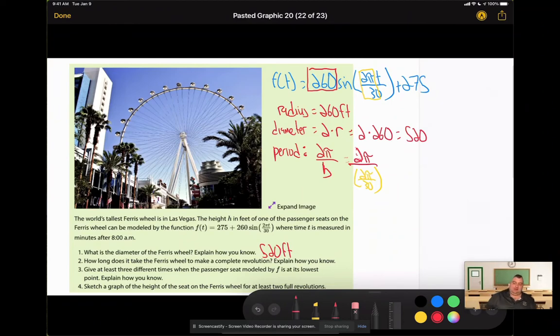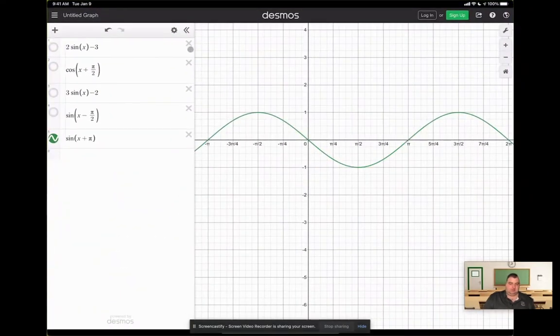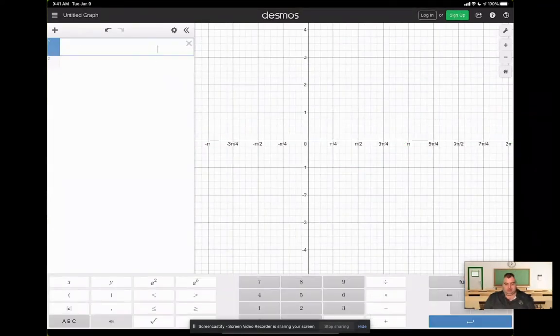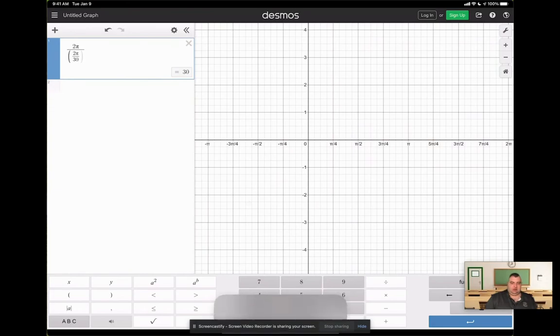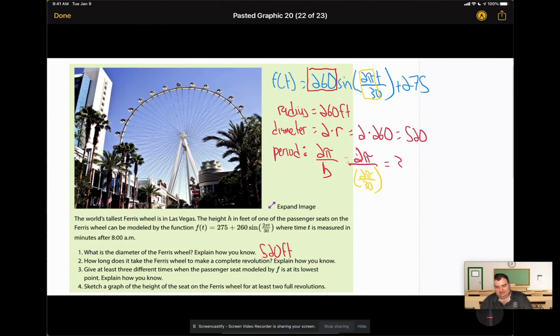So if the fractions kind of mess you up, you can do it in Desmos. So that's what we're going to do. If we clear out Desmos here, again, we're doing 2 pi divided by, and then I'll put this in parentheses, 2 pi divided by 30. And if I do that, notice I get an answer of 30. So the period in this case is 30.